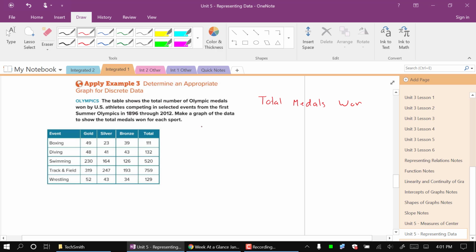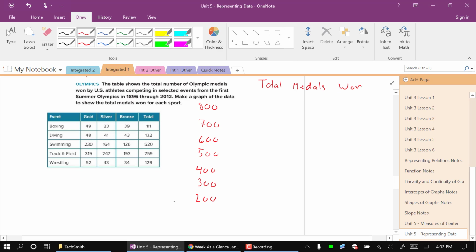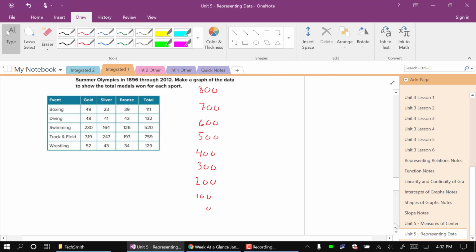And then we're going to do some numbers over here. So our highest is 800. Then we have 700, 600, 500, 400, 300, 200. Need to come down a little bit. 100. And then 0. So again, this is total medals won. I'm going to come down and then come across at 0.